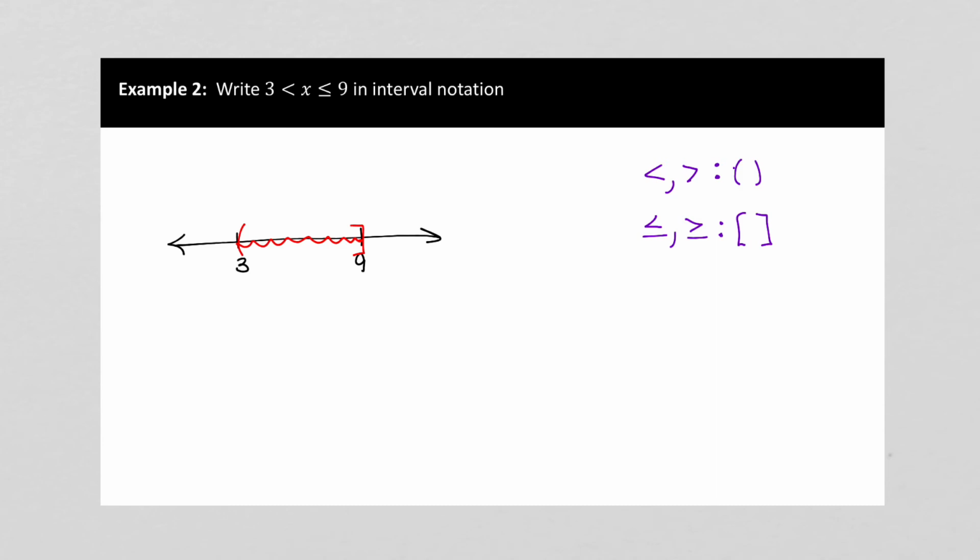So as interval notation, we use the same parentheses and brackets. So we have from 3 with the parentheses to 9 with a bracket, just like that.